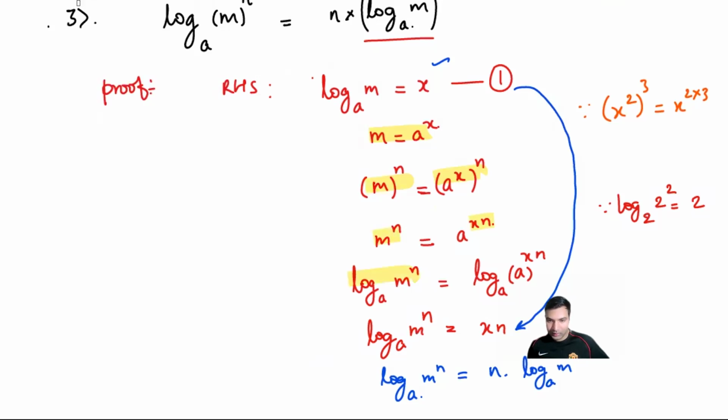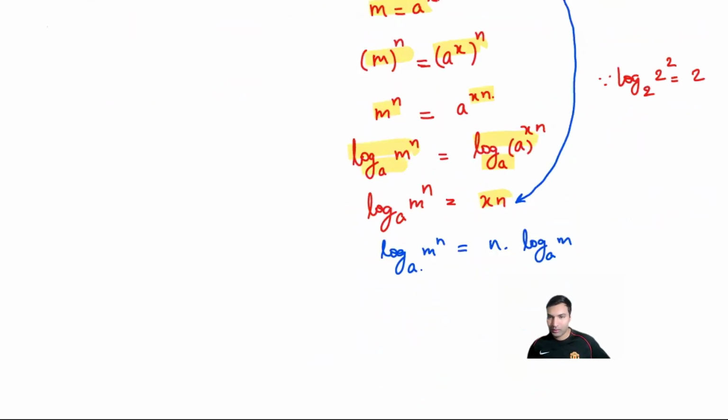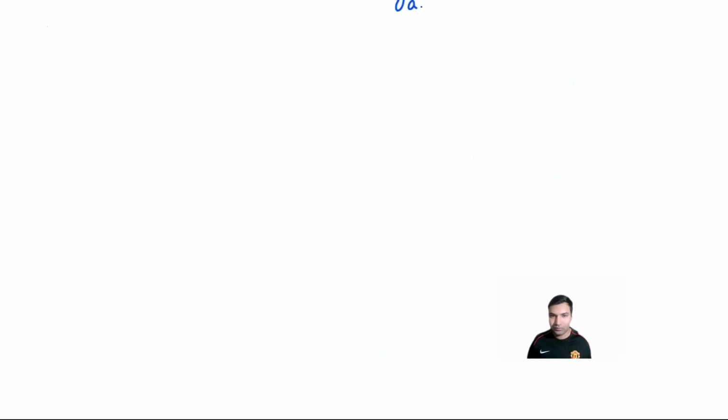Now take log a both sides. And now using the property of log, I can say log of a power xn to the base a is xn. And now replace the value of x here. So we have proved it. Okay, perfect. Now moving on to the fourth property.